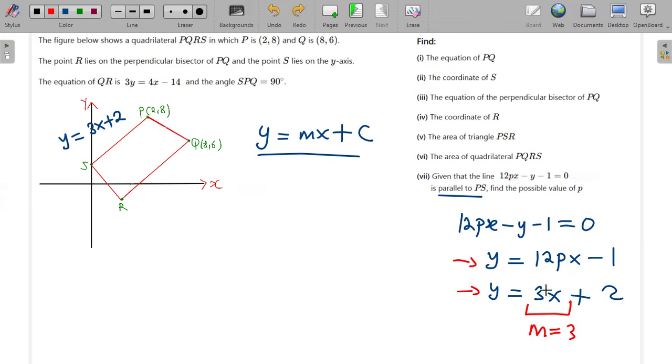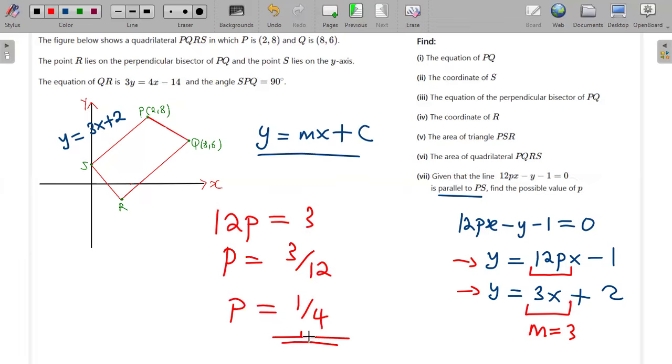So if this is the gradient for this, then it also has to be the gradient for that. So here we're just simply going to say the 12p there, because it's the coefficient of x, should be equal to the gradient there because these lines are parallel. So this should be equal to 3. Okay, so p will just be 3 over 12. So that p will just be 1 over 4. Okay, so that is my p there. My p is simply 1 over 4. Okay, so any questions there?